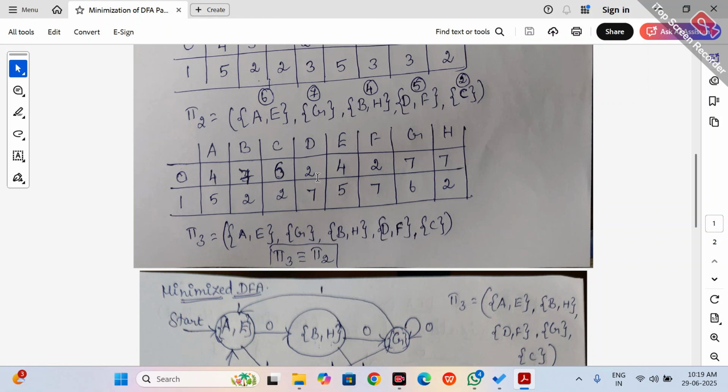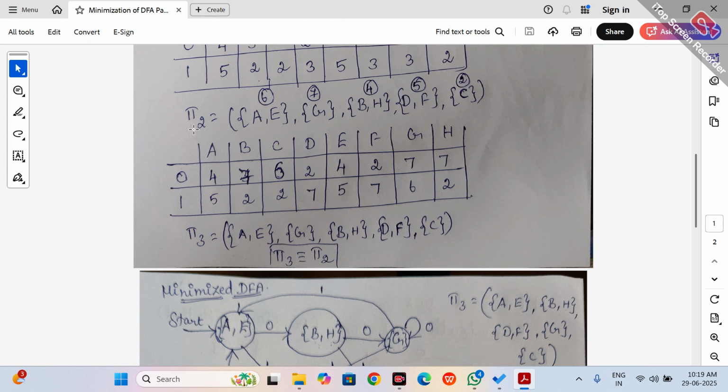And D and F, D it goes to 2 7 and F it also goes to 2 7. So we can combine this as a separate group. C is a final state, we can write it as a separate group. And G again is not similar to anyone, so we can write this as a separate group.